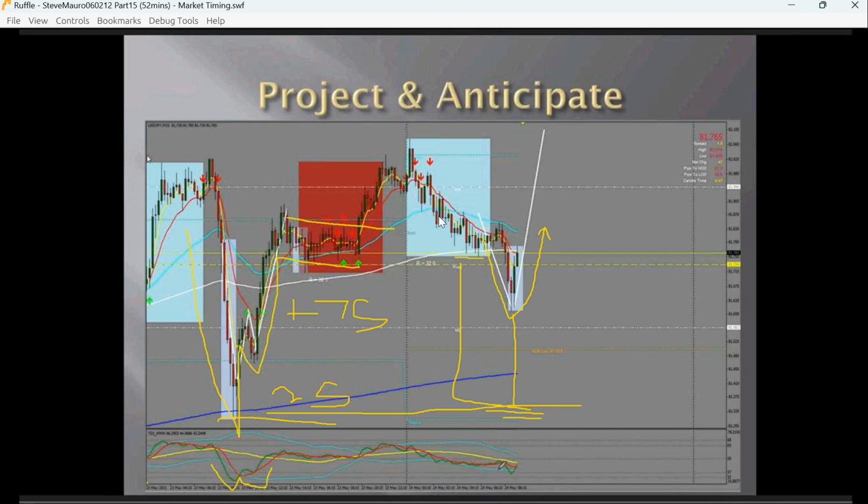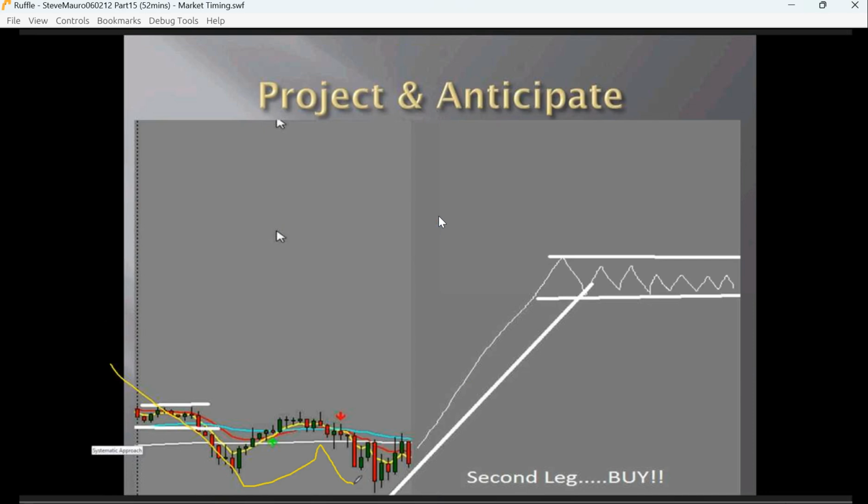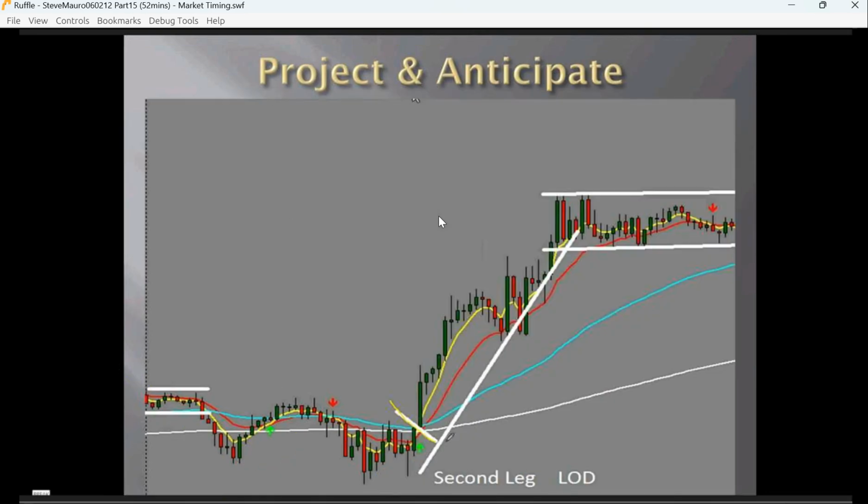Peak formation, shark fin forming, slightly elevated, safety trade setting up. Project and anticipate the dealer's next move. All right? Project and anticipate. What can I expect for the day? What can I expect him to do? Okay? Project and anticipate what he's going to do.